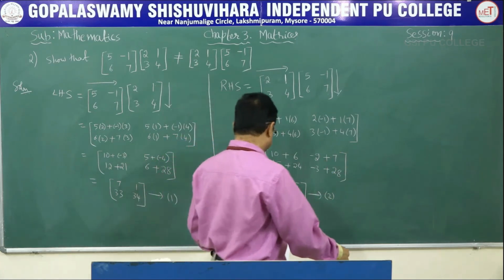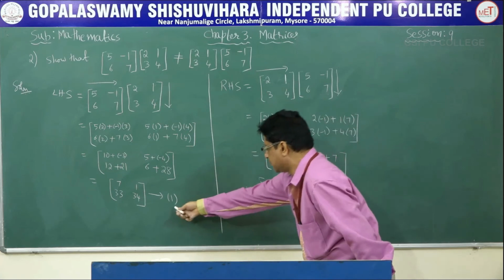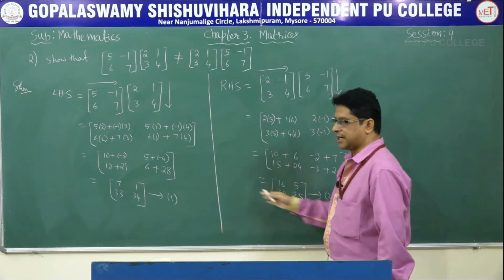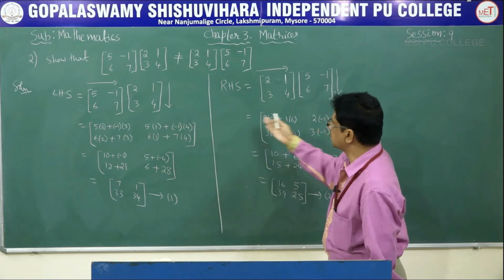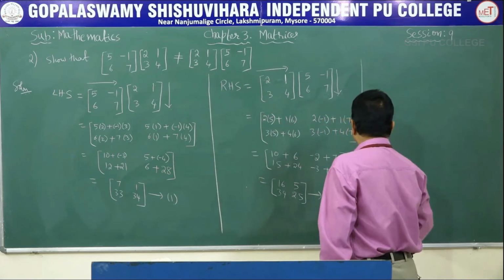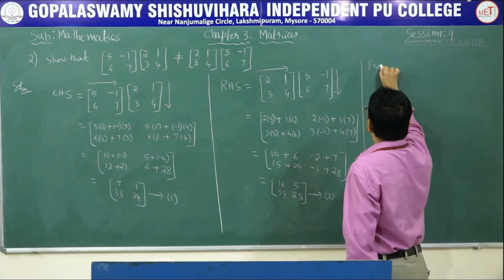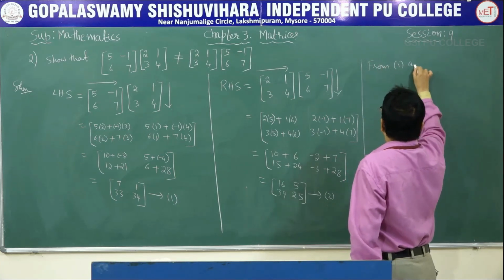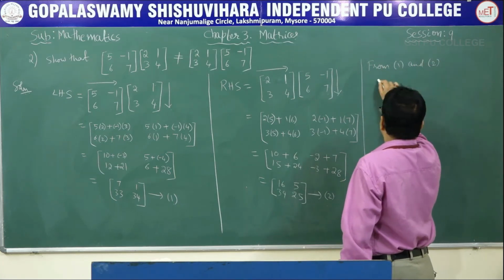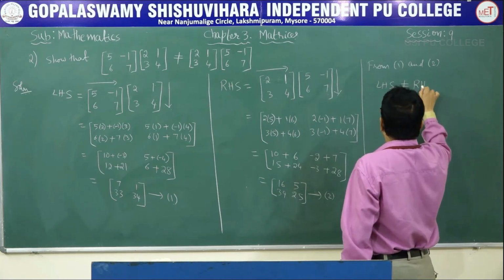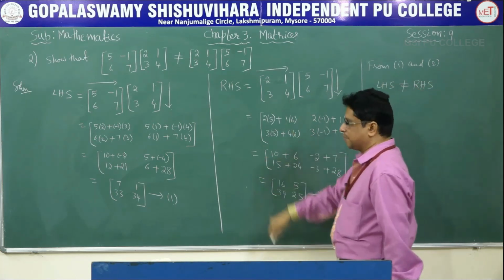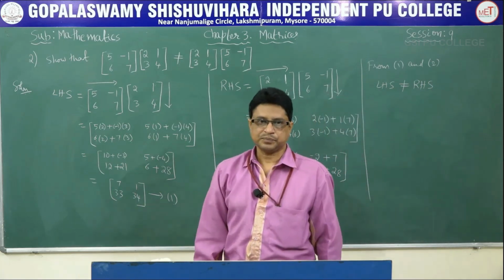If you observe 1 and 2, they are not equal. Here we have to prove that LHS is not equal to RHS. That is from 1 and 2, LHS is not equal to RHS. So this completes this problem.